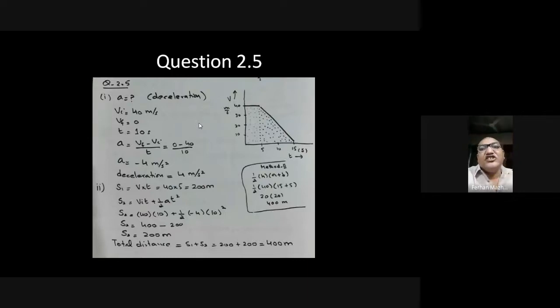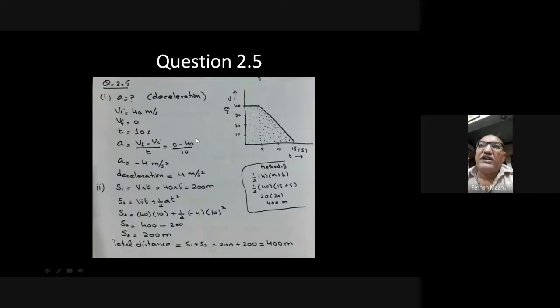The acceleration, the famous formula, the first equation of motion. Acceleration is change in velocity divided by time: Vf minus Vi divided by time, as you can see on your screen. Vf is 0, the final velocity is 0. The initial velocity here is 40. And the time taken for this change is 10.